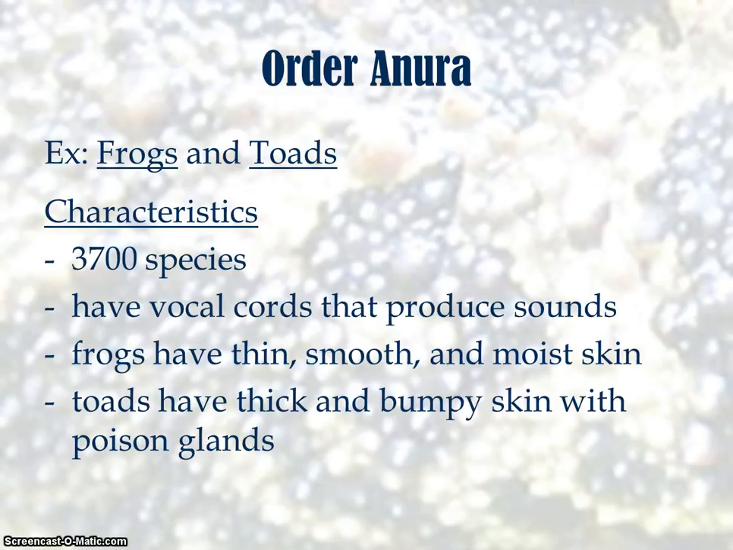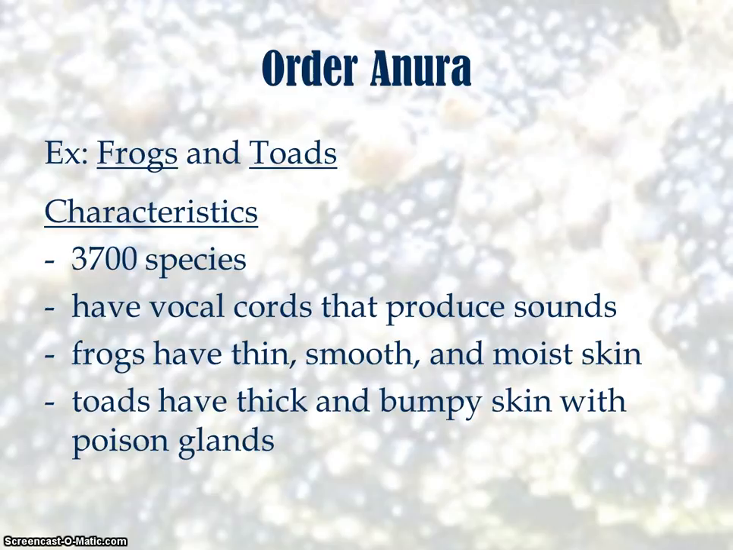Now we're going to get a little more specific with our amphibians and focus just on the Anura order, which are going to be your frogs and toads. There's about 3,700 species classified in this category. They have vocal cords, so they can produce sounds. They communicate through that. They can also use it as a defense mechanism.